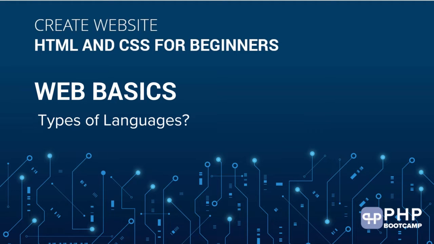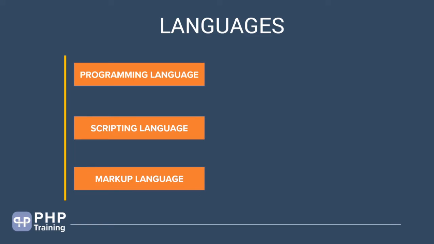Let's understand the types of languages that we have. We have three different types of languages. First are programming languages, then scripting languages, and markup languages. You have to understand the difference between them because they are written and implemented differently. The purpose of each of these languages is to solve different challenges.